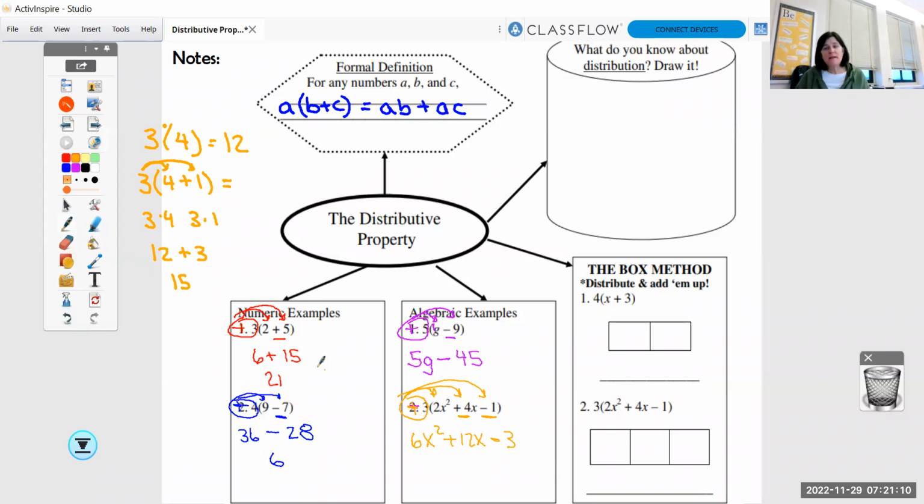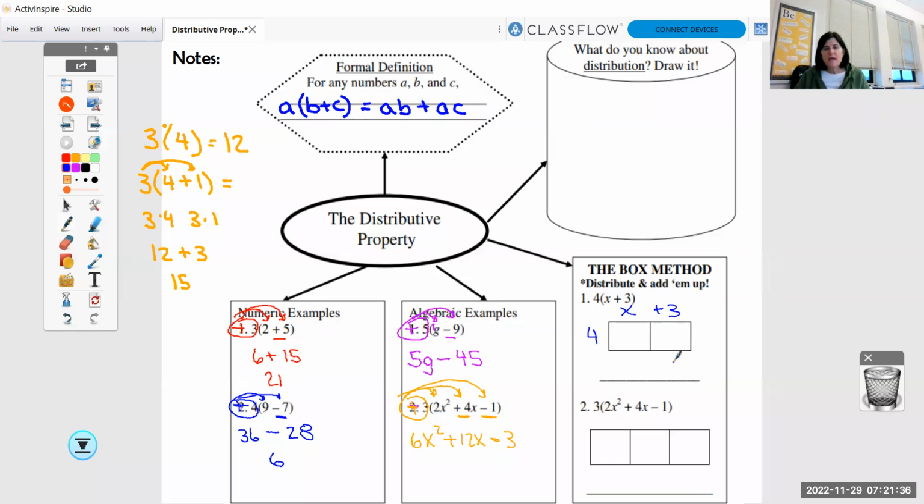Now, this is the method I prefer, but there's another method you could use if it makes more sense to you. What you would do is draw a box, like a table, with a box for every term on the inside. Since this has an X and a 3, 2 terms, we have 2 boxes. I'm going to put the number on the outside here, and I'm going to put the X plus 3 up here.